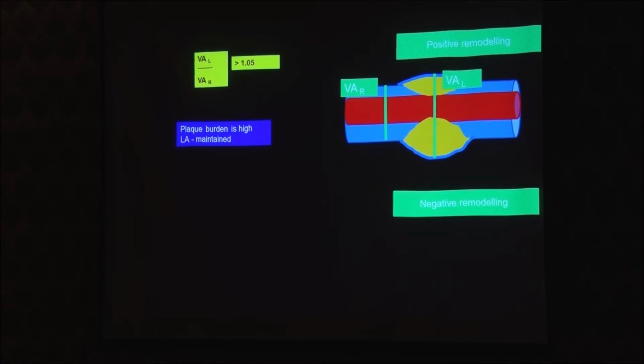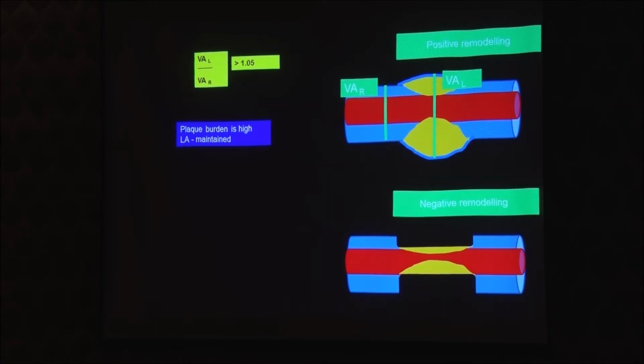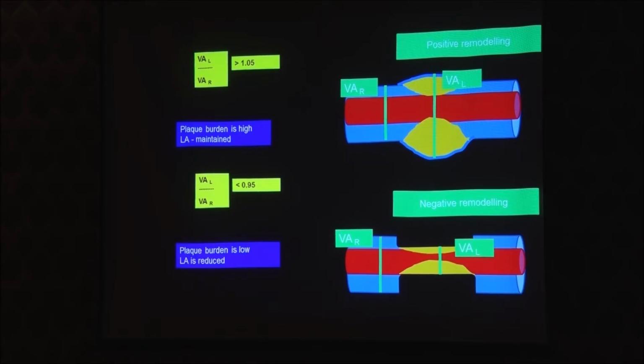Whereas in a negatively remodeled plaque, what you see here is the vessel area, the outer wall of the artery itself, is shrunk. The vessel area at the lesion site is smaller than the vessel area at the reference site, therefore the ratio is less than 1. You see the plaque burden is not that high, and the lumen is reduced. Why is it important? There's a lot of work done in the cardiac literature, and that we have transferred into the neuro literature also.